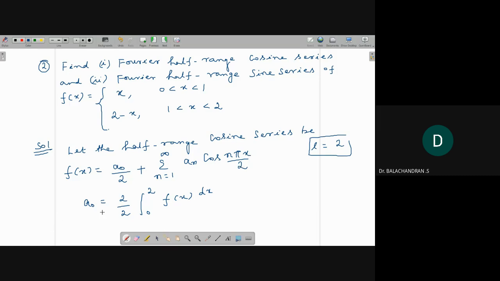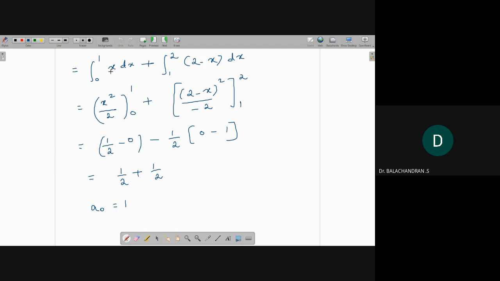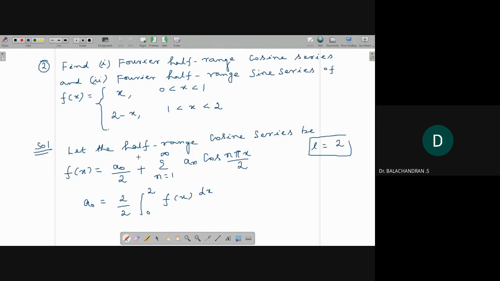And a0 equal to what? 2 by L. L is 2. Integration from 0 to L, L is 2, of f of x into dx. Okay. So now it should split into 2 integrals. One is from 0 to 1, another one is from 1 to 2.